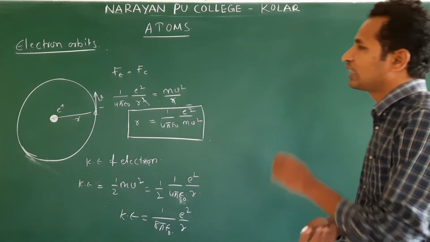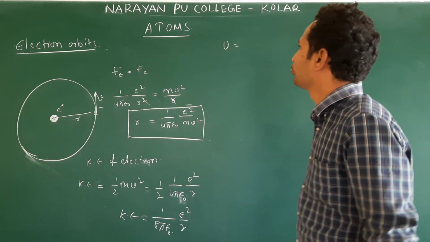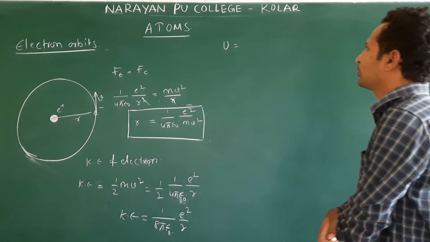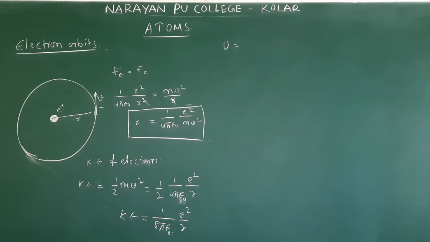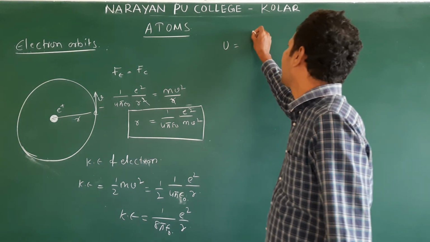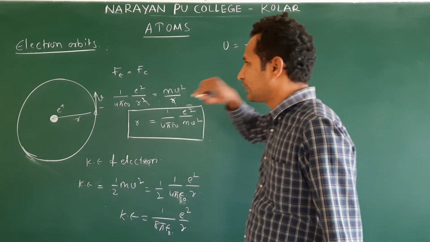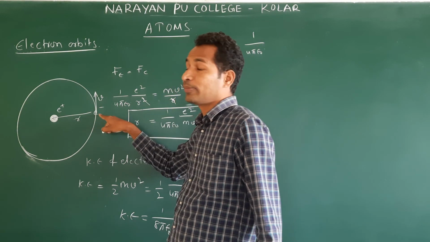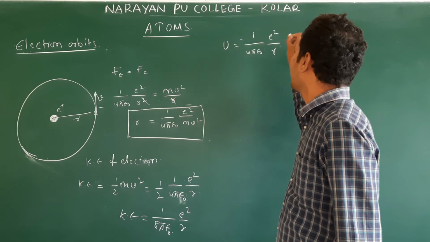Potential energy, electrostatic potential energy is there. So that we will write as U. The general formula for electrostatic potential energy is 1 by 4 pi epsilon naught q1 q2 by r. So here, 1 by 4 pi epsilon naught, one q is e, another q is minus e. So we will get minus e square by r.